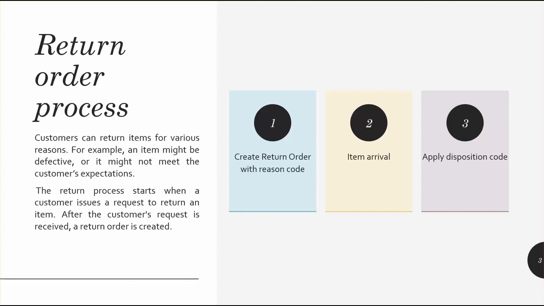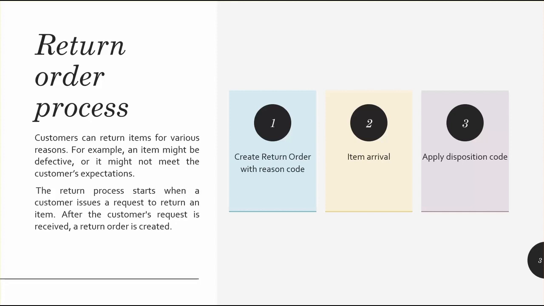So basically, there are two types of customer returns. Number one, credit customer only. In this case, you will only be crediting the customer for the returned items, but you will not receive any item back into your inventory. And secondly, credit the customer and receive the items back in your inventory. Our today's focus will be on the second type of returns, where we will be receiving items back to our inventory.